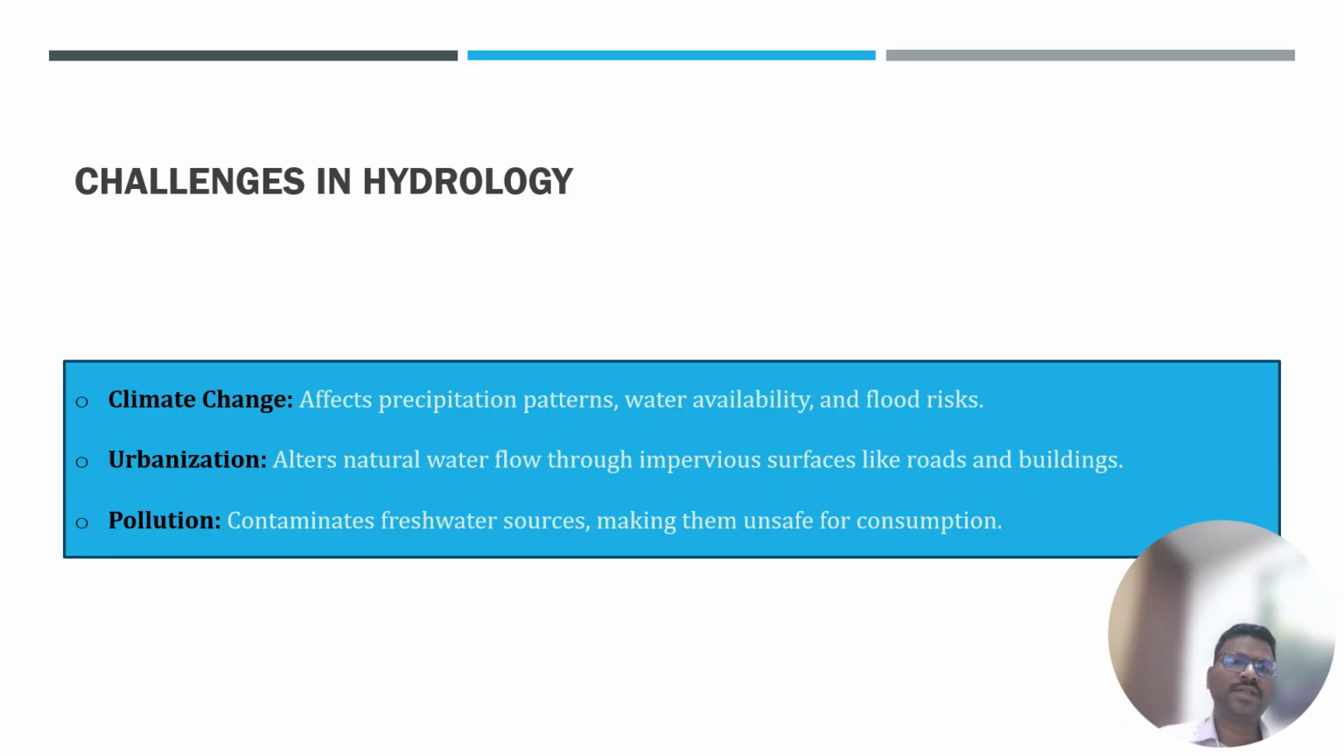Then we need to see the challenges. What kind of challenges have we observed in hydrology? The first challenge is climate change. Climate change is impacting a lot: temperature is continuously rising and it will affect the precipitation pattern, water availability, and the flood risk. Urbanization is continuously going on. If higher urbanization is there, then impervious layers are forming, and the surface runoff is more. Pollution, like the contamination of freshwater sources. Okay, so it is putting the hydrological cycle in a very critical position. Entire things are affected if we impact one component.